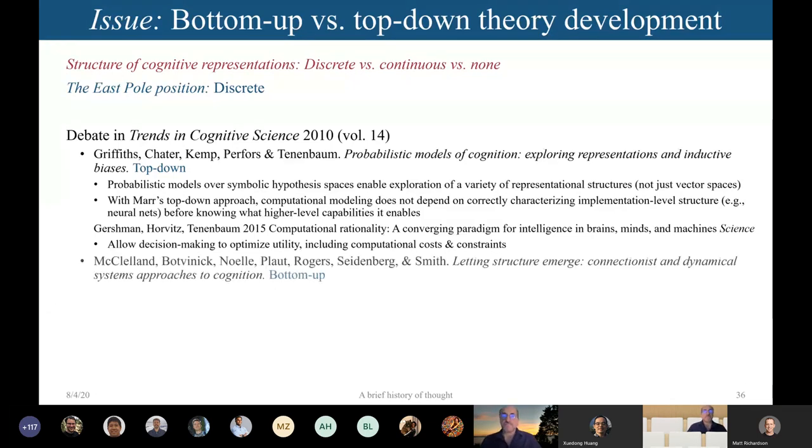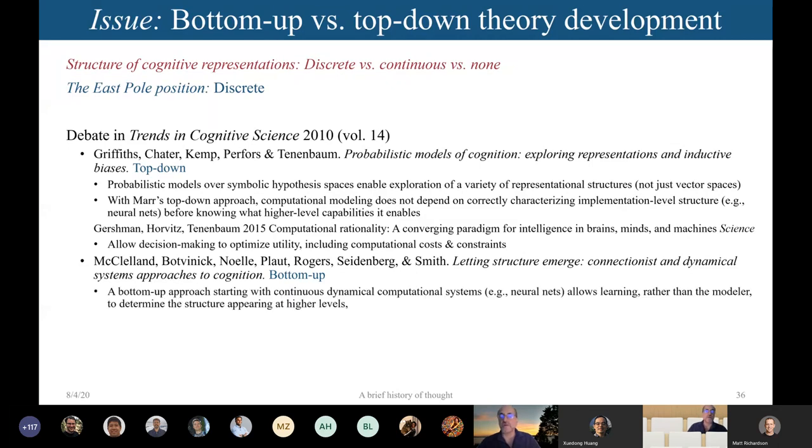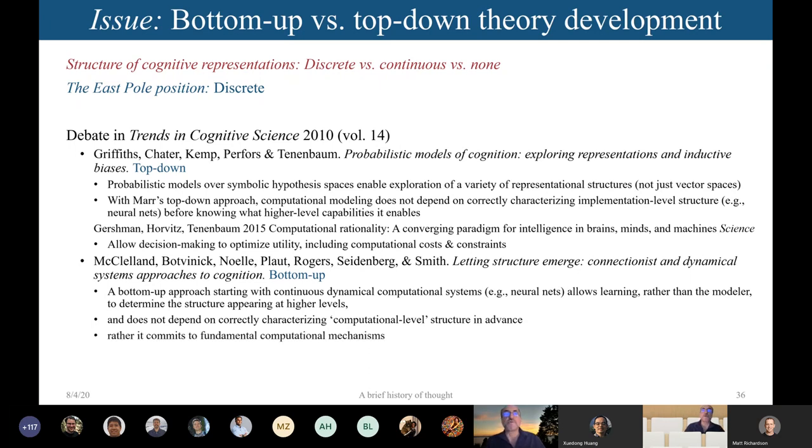On the other side, Jay McClelland, Matt Botvinick, Dave Noelle, Dave Plaut, Tim Rogers, Mark Seidenberg, and Linda Smith advocate a bottom-up approach starting with a continuous dynamical computational system, one type being neural networks, which allows learning rather than the modeler to determine the structure appearing at higher levels and does not depend on correctly characterizing computational level structure in advance. Rather, it commits to fundamental computational mechanisms.